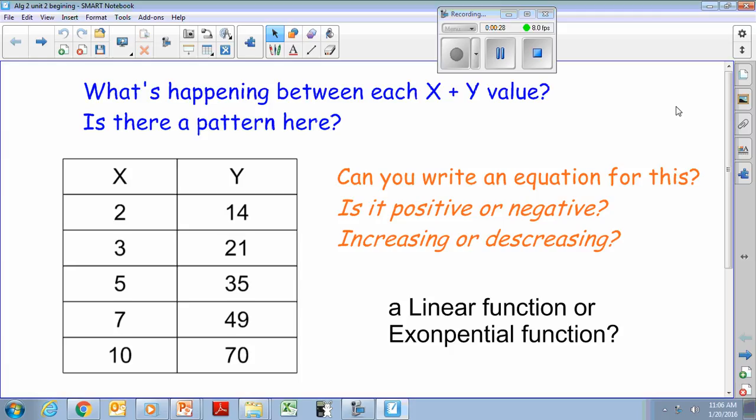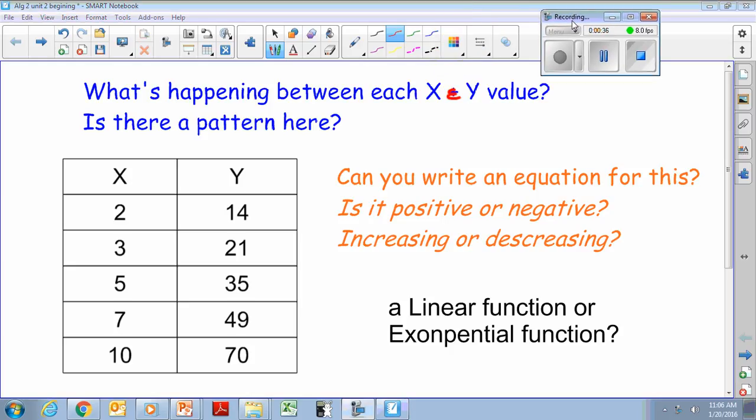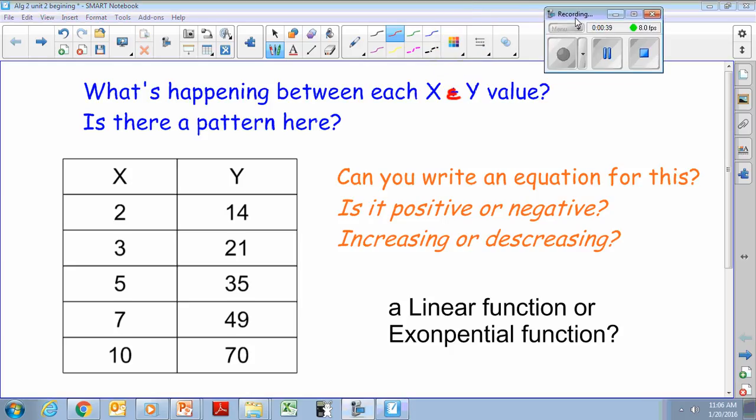Hey, what's happening between each x? I think it's supposed to be an "and" symbol, not the plus, because it made me think it's addition. Change your plus to "and." What's happening between each x and y value? Is there a pattern here?